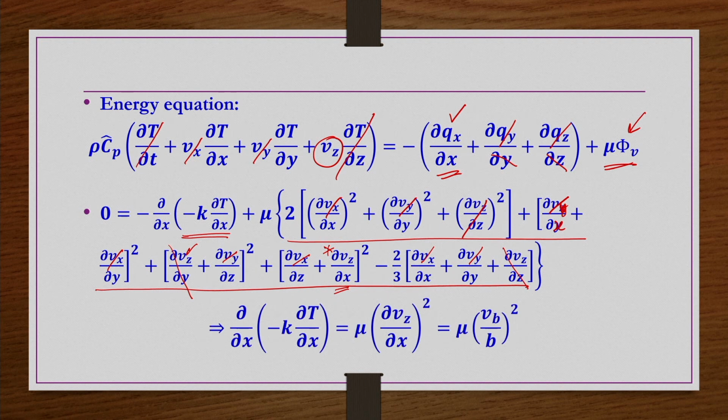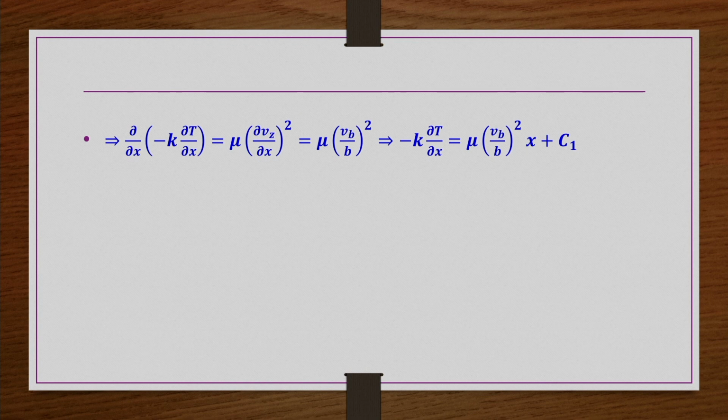So, here also we get dou by dou x of minus k dou T by dou x is equal to mu. Out of these terms only one term, dou Vz by dou x, is remaining. So, dou Vz by dou x is nothing but Vb by b from the velocity profile. So, mu Vb by b whole square. Now this equation, we integrate it. When you integrate the first time, minus k dou T by dou x is equal to mu Vb by b whole square x plus C1.